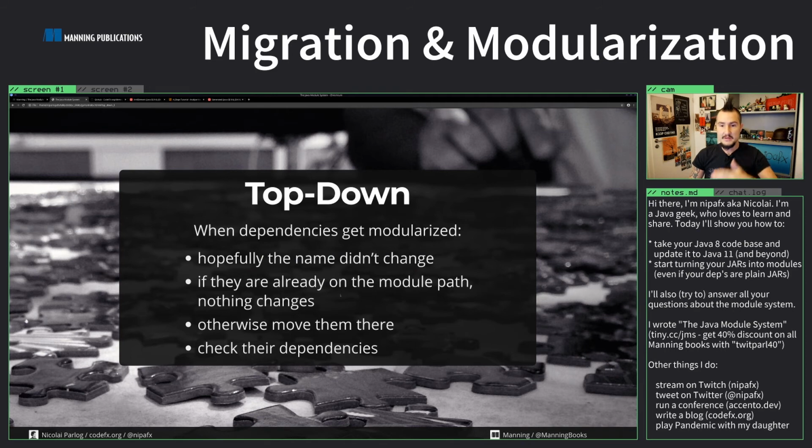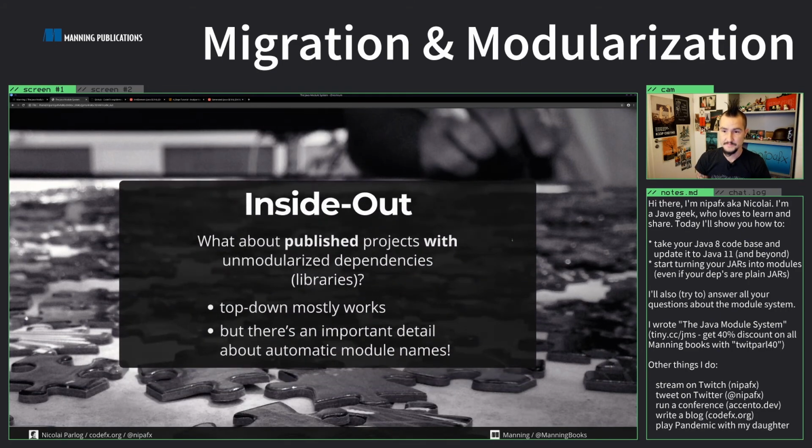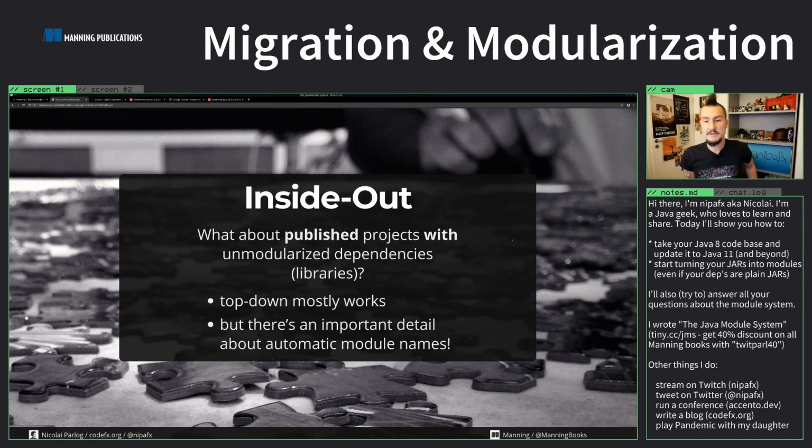If they're not on the module path, you have to move them there. And then you will check their dependencies, because their dependencies have to be on the module path as well. But as I said, your build tool will do this for you. Now, we also have inside out. Inside out means you're in the middle of a big dependency tree. That's basically where REST is, for example. And this basically works like top-down, really.